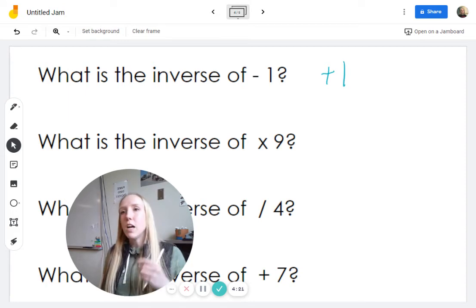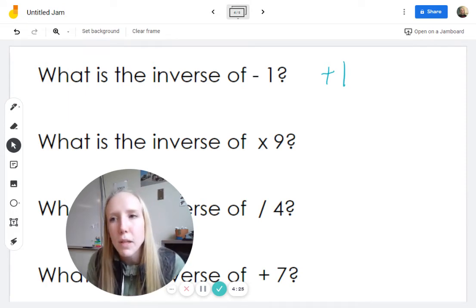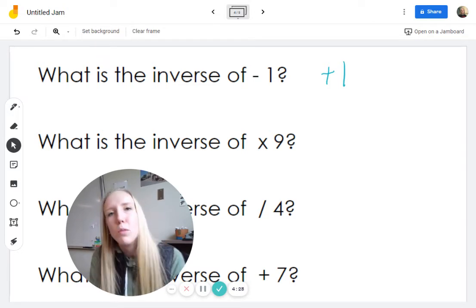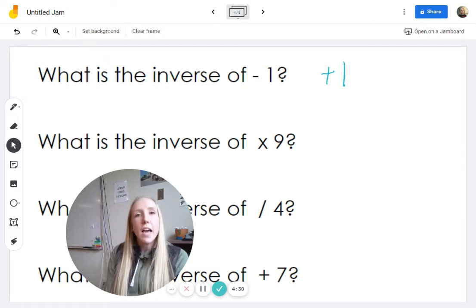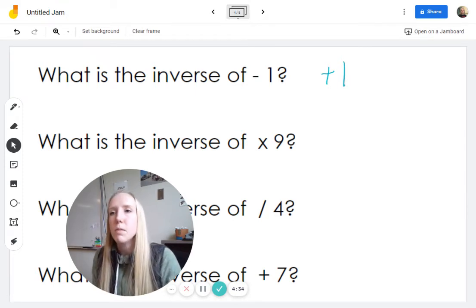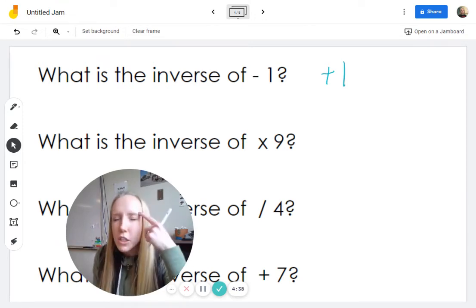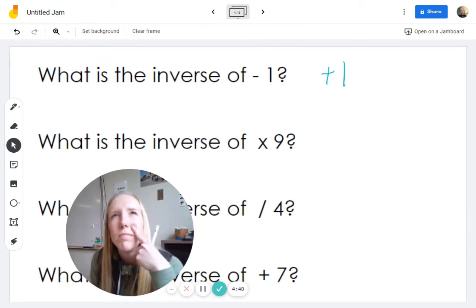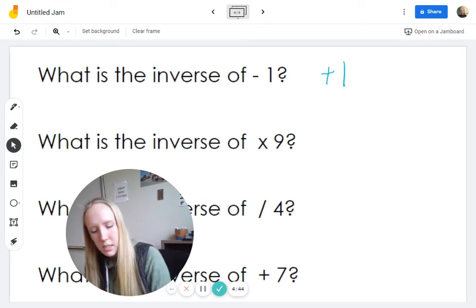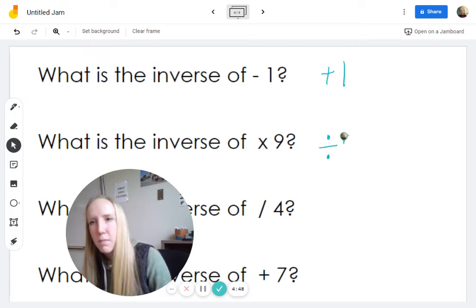Moving on down to the next one. What is the inverse of multiplying by 9? And remember, that is multiplying. I have to use the X symbol there, although sometimes it can get confusing with the variable. But that is multiplying. So think to yourself, what's the opposite of multiply? The opposite of multiply is divide. So the opposite of multiply by 9 is divide by 9.